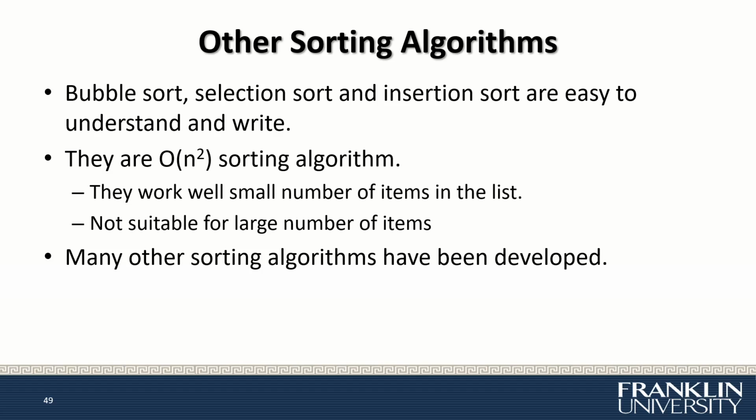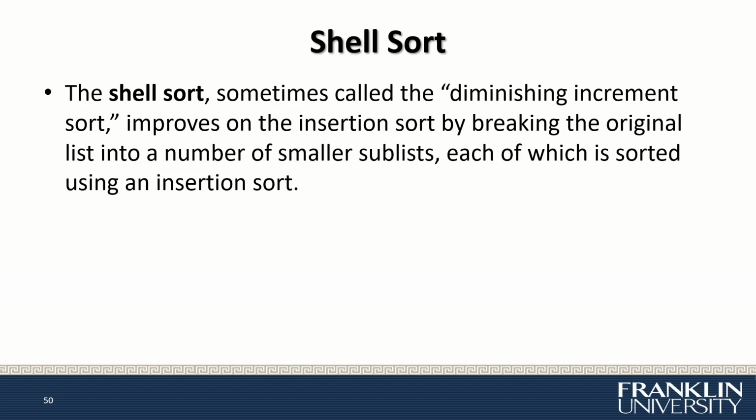We did not talk about those in depth. Shell sort, I just want to give an overview. Shell sort, sometimes called the diminishing increment sort, improves on the insertion sort by breaking the original list into a number of smaller sublists, each of which is sorted using insertion sort. One thing you should see is sorting is pretty fast with a smaller list. So if I can break things down into smaller lists, sort them, then we can combine those sorted sublists. It's pretty easy to combine them.